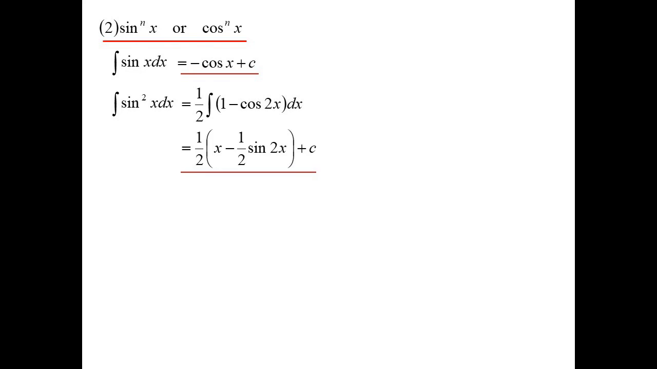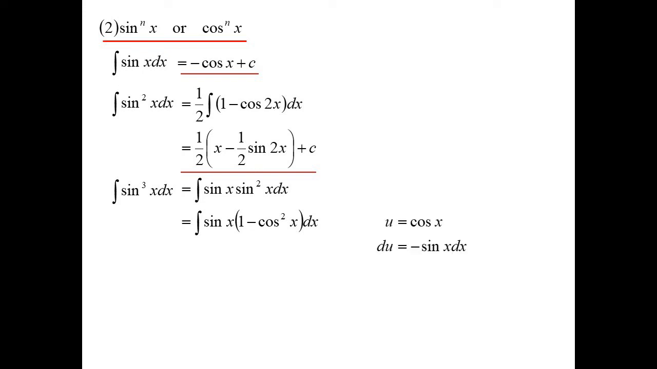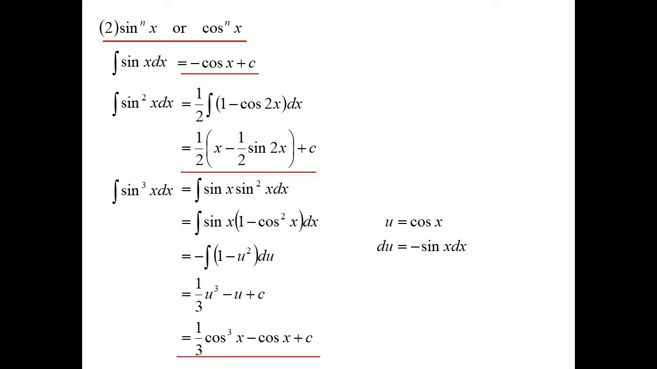Okay, let's go to the next power. Sine cubed. What I do with this one is I rewrite sine cubed as sine times sine squared. The reason for doing that, the sine squared can be changed to 1 minus cos squared, and I now have derivative times a function. So, if you do a substitution, u is cos x, du is minus sine x. So integral 1 minus u squared, we have our answer.